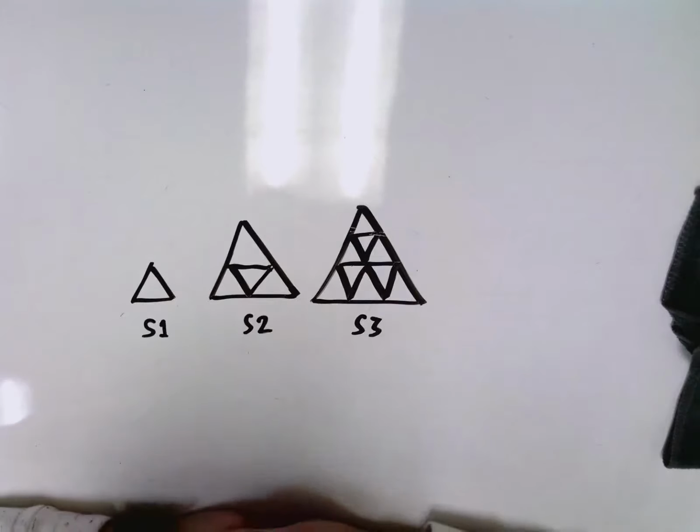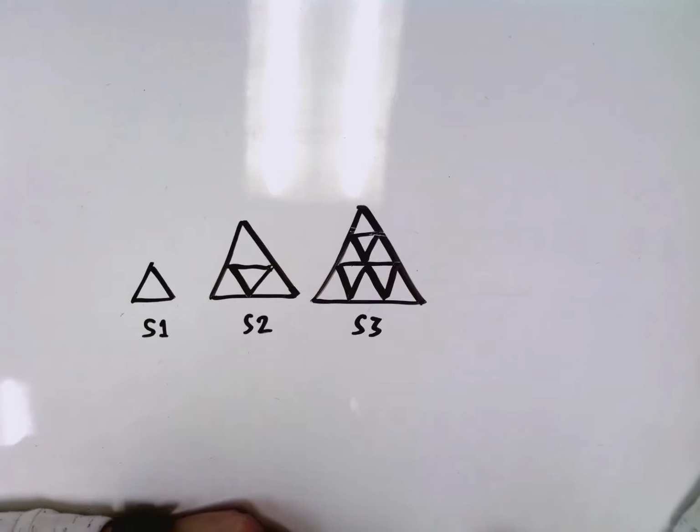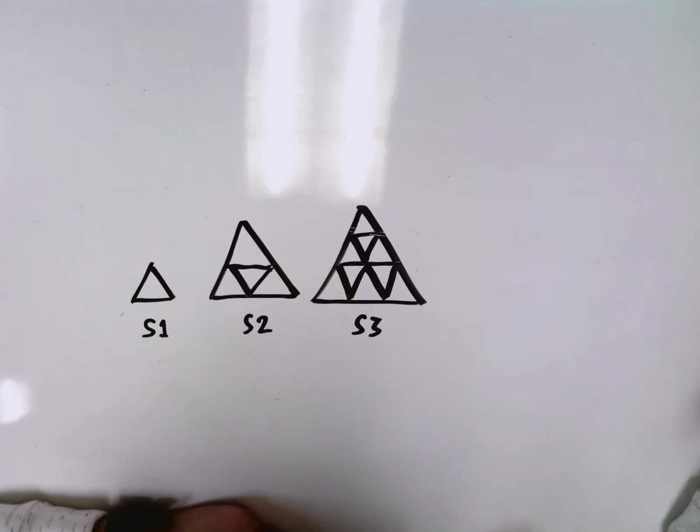On the Solve It video, you are asked to give the number of small triangles in stage 9. Now, notice that the question is very specific. You just need to give the number of small triangles in stage 9. Why am I highlighting this word small?